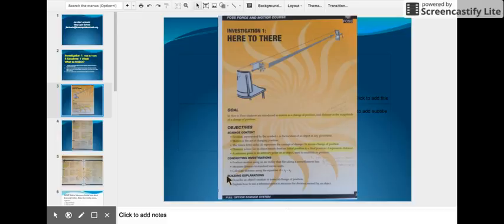So if you see here, they're talking about being able to describe an object's motion in terms of change in position. That's something they will be going back to the entire unit of force and motion. And they also need to be able to use a reference point.